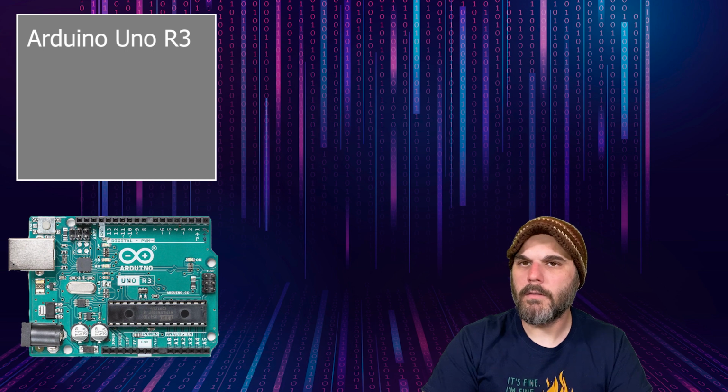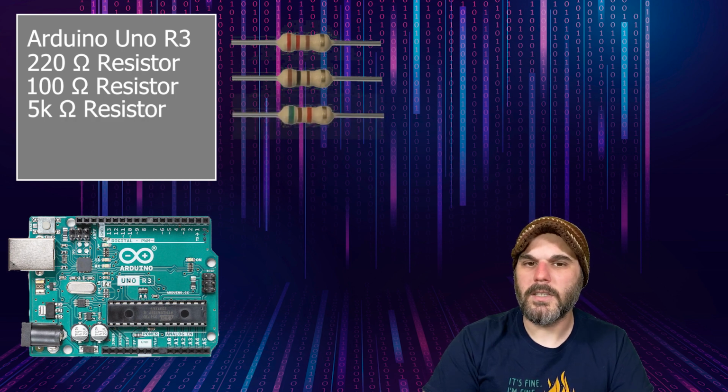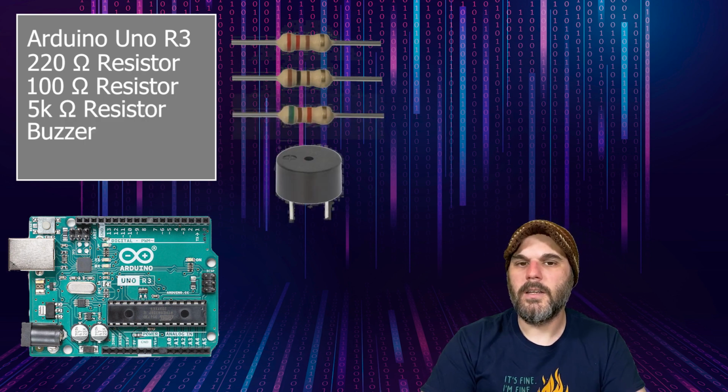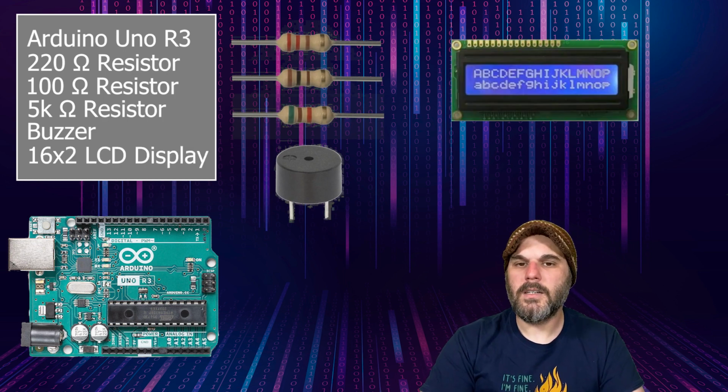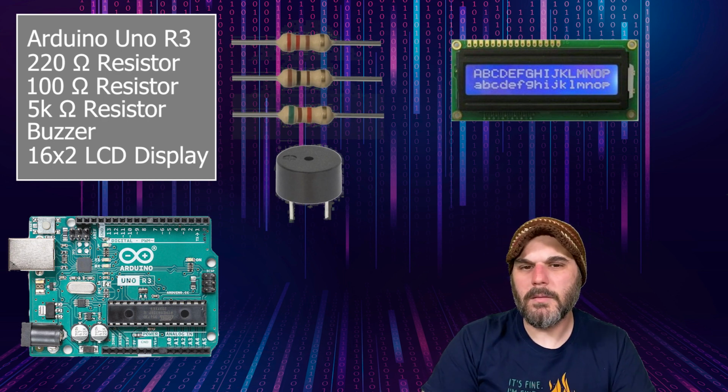In addition, we'll be creating special characters for the LCD display for the sprite animations. For this project, we'll need the following components: an Arduino Uno R3, a 220 ohm resistor, a 100 ohm resistor, a 5 kilo ohm resistor, a buzzer, and a 16 by 2 liquid crystal display. In addition, we'll need a breadboard and some jumper wires. All of these components are in the Arduino starter kit.